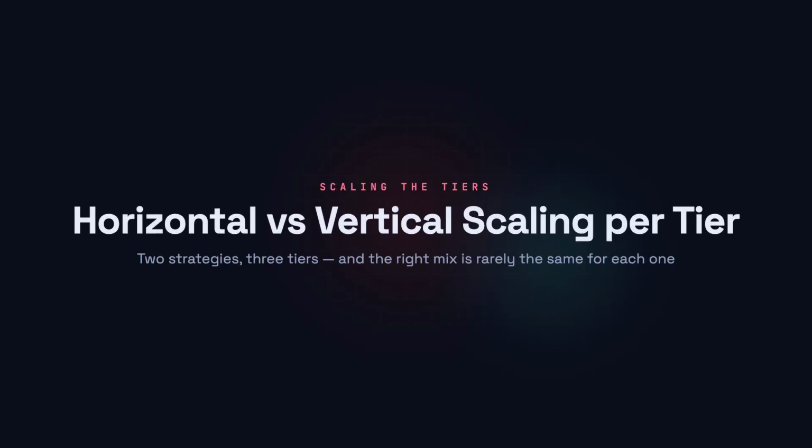When your system starts to struggle under load, you have two fundamental levers to pull: make each machine bigger or add more machines. This video explains both strategies, shows why different tiers of a layered system often need different answers, and gives you a practical framework for choosing between them.